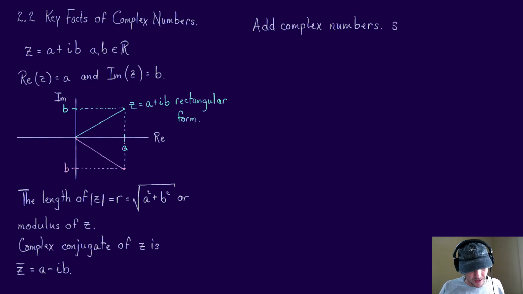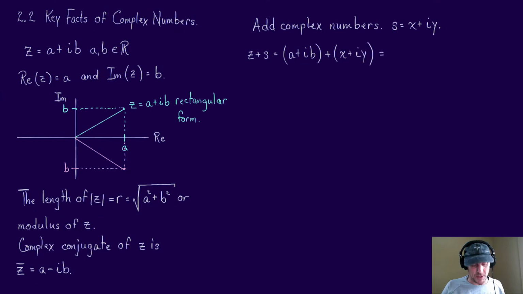What if I have another one, s, that's equal to x plus i times y? Let's add these. So if I want to add z plus s, that's going to be a plus ib plus, then I'm going to have my s. Well, s is x plus iy. And when we add these, we add the real components. So I'm going to put them in parentheses just so it's easier to see. I would have an a plus x plus, and then I'd have my imaginary component i, which would have a b plus y. So that's how I would add.